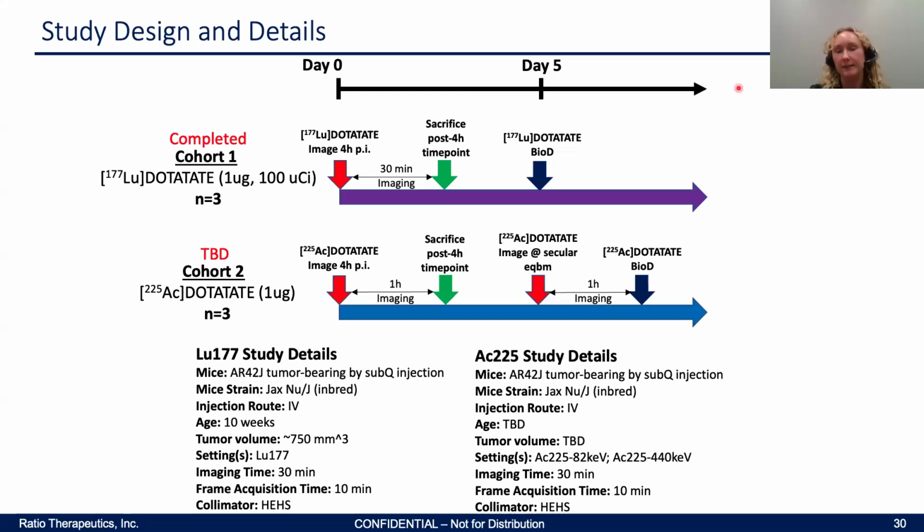Following that second imaging session, we will then perform a biodistribution and gather the tumor and kidney weights and also run them through a gamma counter. So we'll be able to compare actinium-labeled DOTATATE biodistribution data to pre- and post-secular equilibrium data, and then also compare all of that to lutetium DOTATATE.